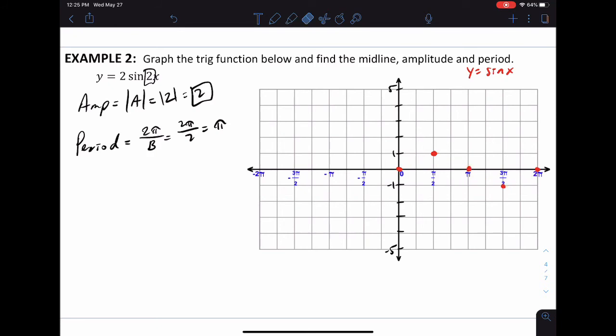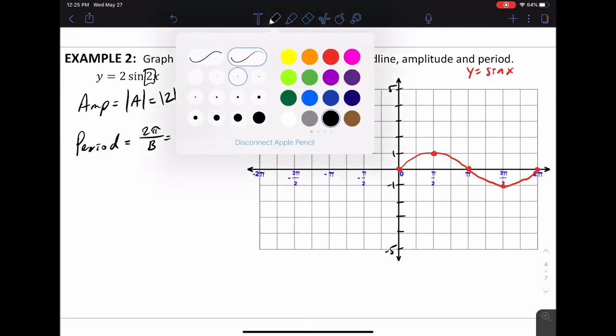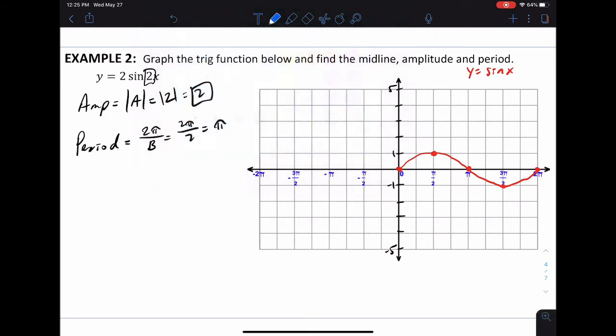Okay, so here we go. All right, so amplitude is 2. So I'm going to move up every dot 2. Okay, but the problem here is the period is not 2 pi, it's half. So what I got to do is horizontally shrink it.